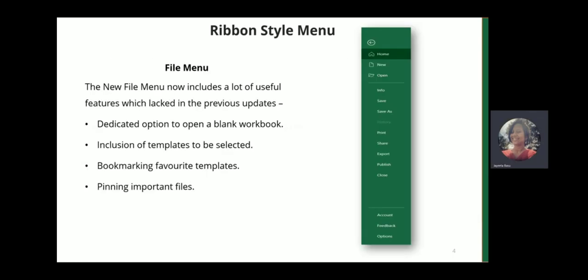Now, what is the file ribbon menu? It includes a lot of useful features. For example, opening a blank workbook, templates, bookmarking favorite templates, and pinning important files. Now, the place where we look for the recent documents and pinning the documents and also accessing a template is the file menu. So let's go back to Microsoft Excel and see what else is there.